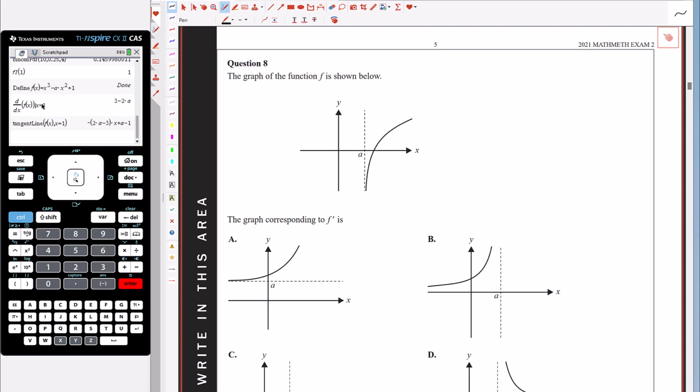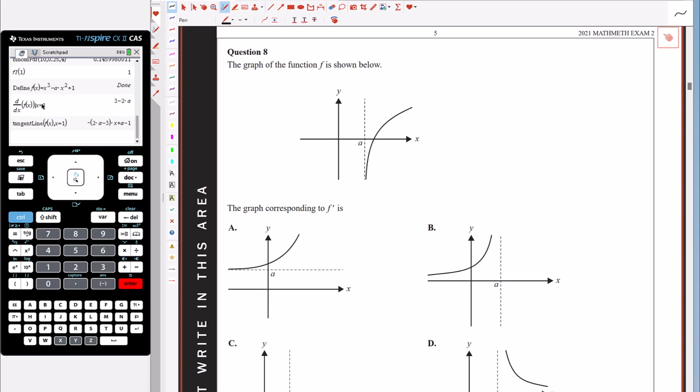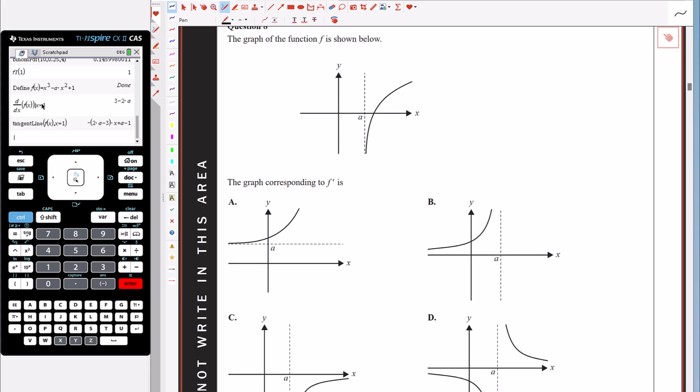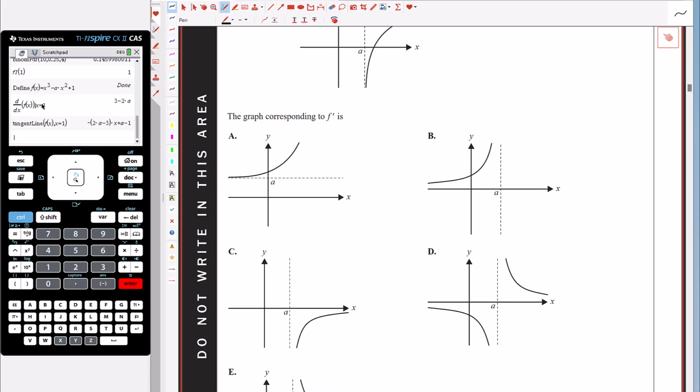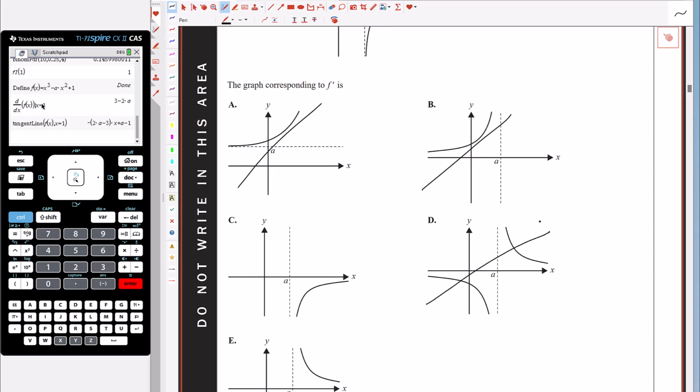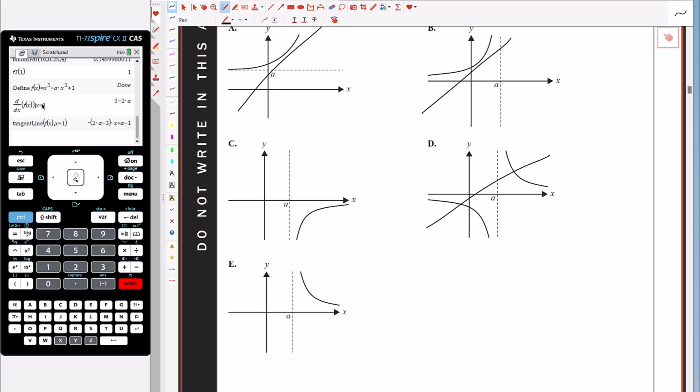Okay, question 8. The graph of the function f is shown below, graph corresponding to f'. So the derivative, therefore, is which of the following? So we want to sketch the derivative function. The derivative function has to have the same domain as the original function. You can't have the gradient of the function if you don't actually have the original function. So they have to have exactly the same domain. So it's definitely not going to be this one, it's definitely not going to be this one, it's definitely not going to be this one. So it has to be C or E.